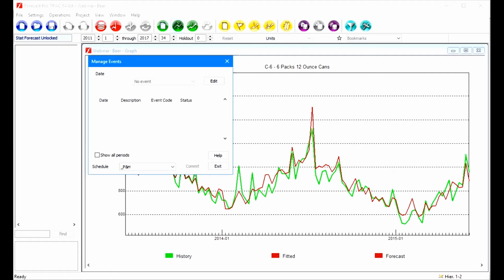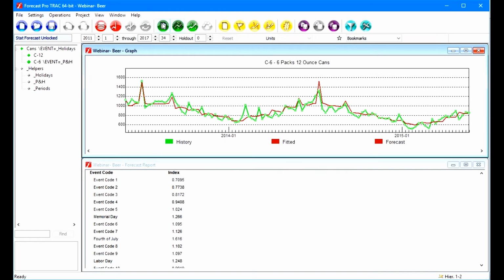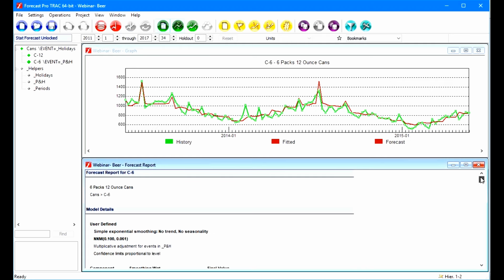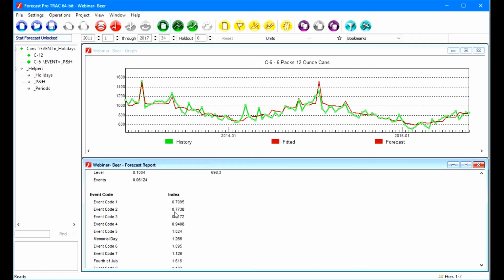And wait for those results to come back. Exit. And I'm going to open up the forecast here, and what you'll see is if I go up to the top of the forecast, the base model, we're no longer doing seasonality within the base model. We have a simple exponential smoothing model, and all of the seasonality is being captured by event codes.